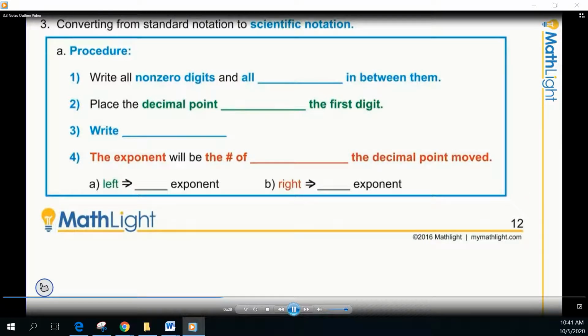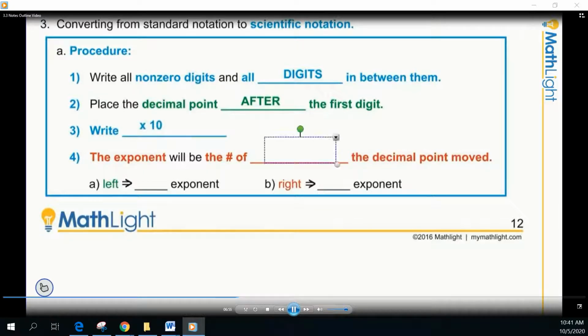Okay, well, you write all the non-zero digits and all digits in between them. I'll show you what I mean by that in a minute. All right, this is important. Make sure you always place the decimal point after the first digit. So any number in proper scientific notation, the first digit will always be a 1 through 9. Could be positive or negative, doesn't matter, it's going to be 1 through 9. Okay, then you write your times 10.